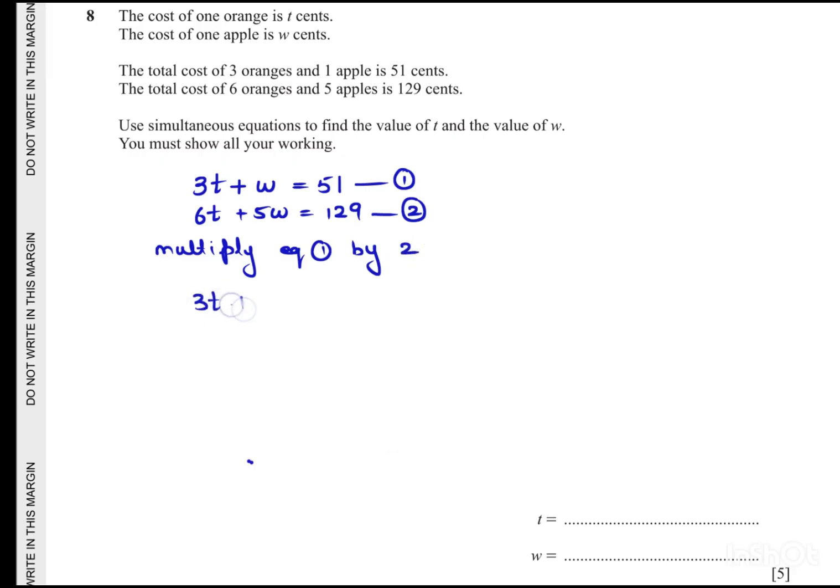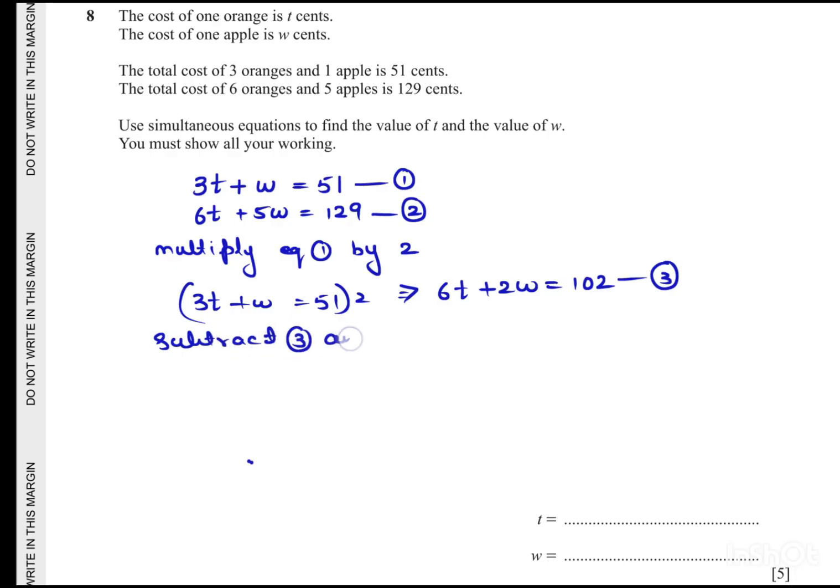So 3T plus W is equal to 51 multiplied by 2. You get 6T plus 2W is equal to 102. This is equation 3. Now subtract these two equations. Subtract 3 and 2. Write down equation 3 first. That is 6T plus 2W is equal to 102, and 6T plus 5W is equal to 129.